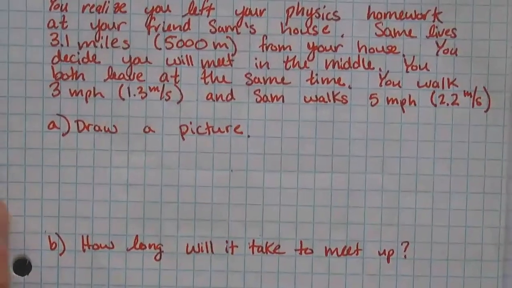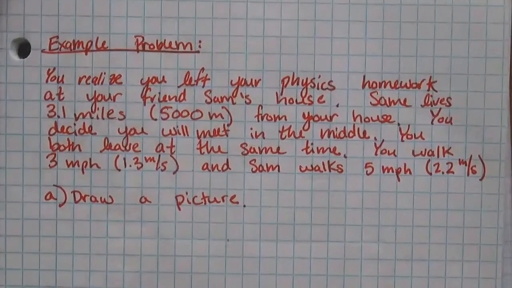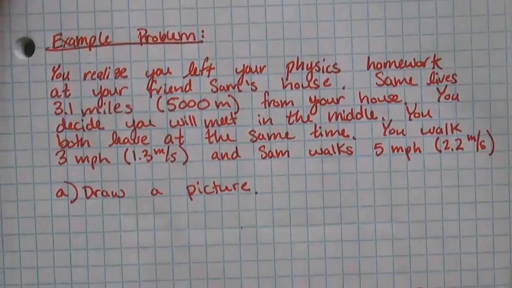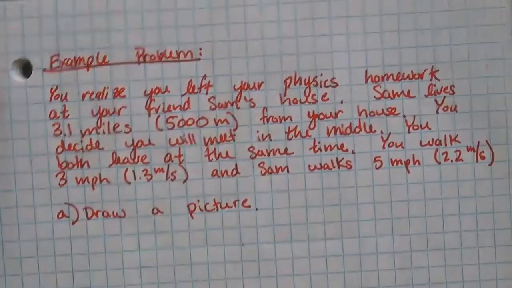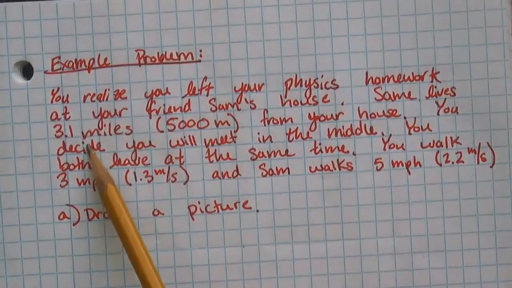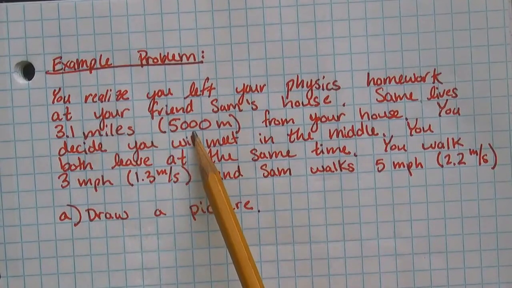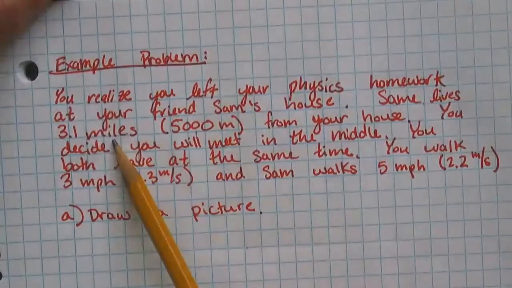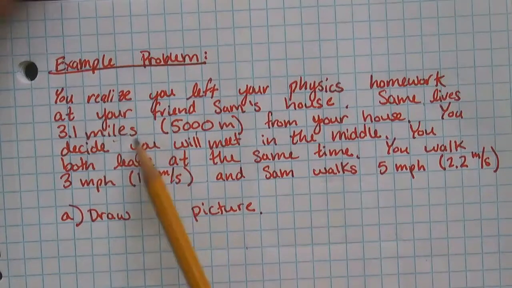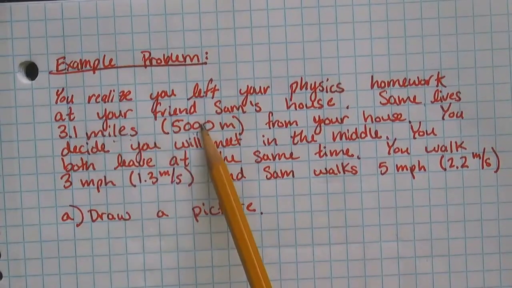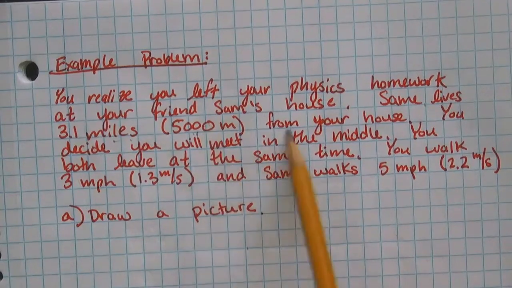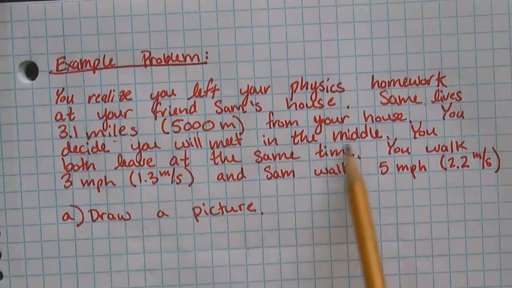We have, let's see here, you realize that you left your physics homework at your friend Sam's house. Sam lives 3.1 miles, which is 5 kilometers, from your house. If you're a runner, you know that. So 5 kilometers is 5,000 meters. You decide that you will meet in the middle.